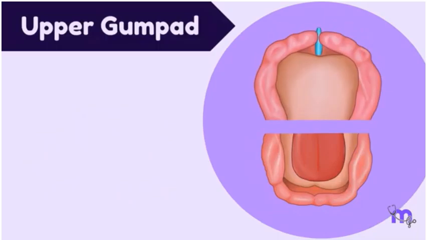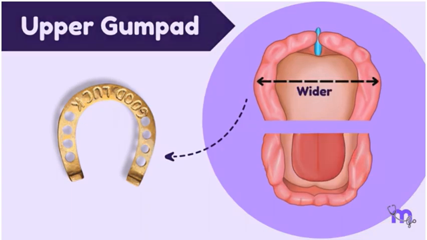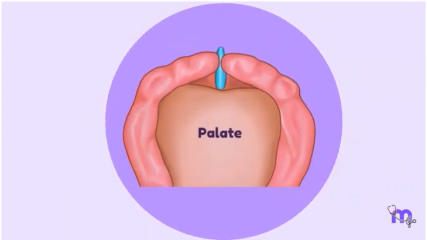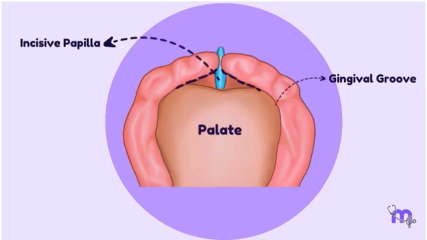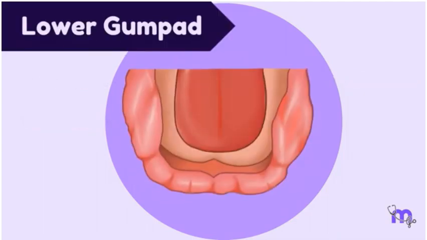The upper gum pad is shaped like a horseshoe and much wider compared to the lower one. It is in close contact with the palate and is separated from it by the gingival groove. The dental groove here originates in this incisive papilla region and extends backward up to the canine region to reach the molar region. The lower gum pad differs from the upper.